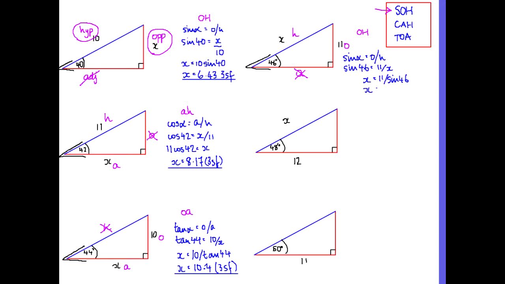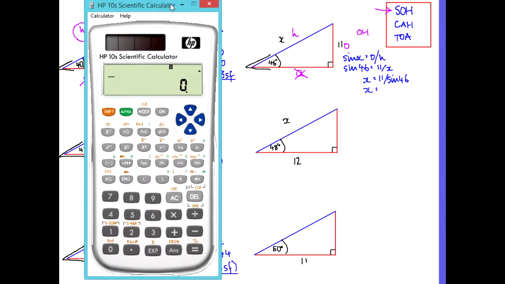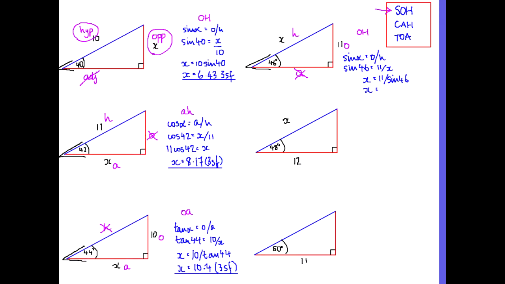Calculator time to find out what x is equal to. Calculator says 11 divided by sine of 46 is equal to 15.3 to 3 sig fig. 15.3, 3 sig fig. Okay, and the fifth example, this one.